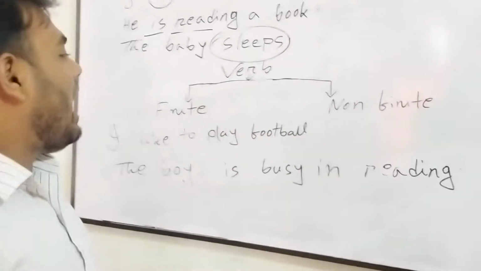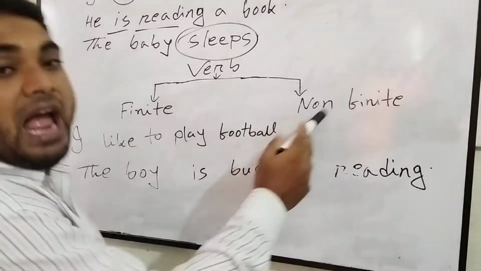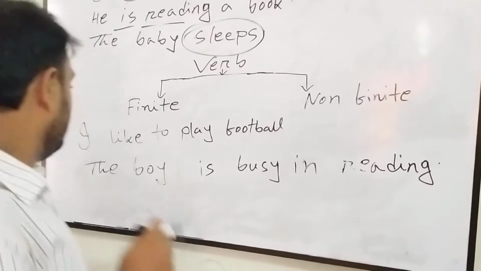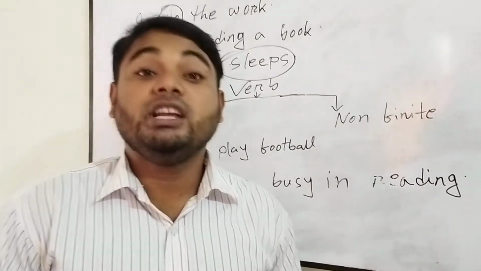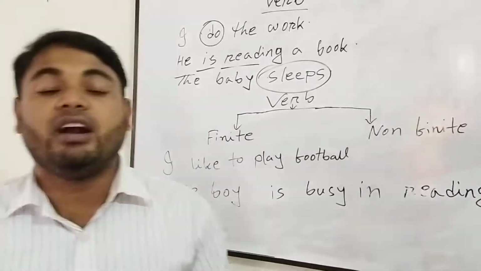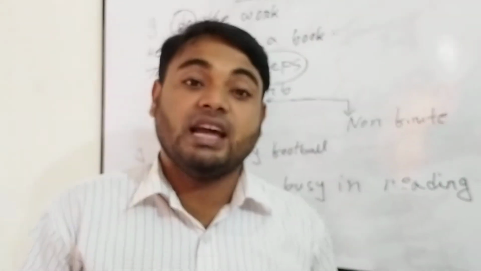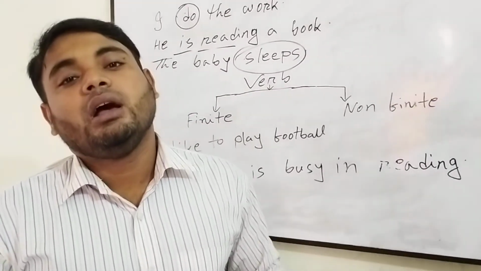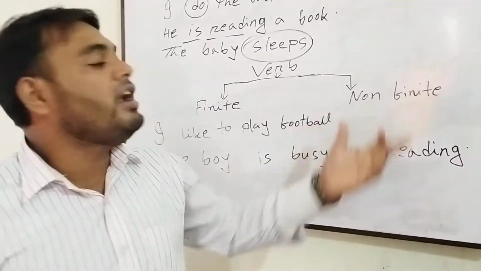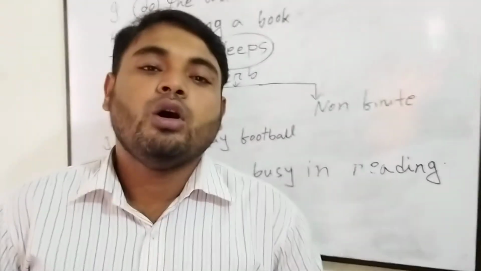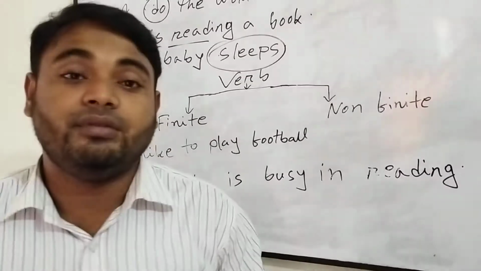So, there are various types of verbs in English grammar. First of all, I have divided verbs into two types: finite verb and non-finite verb. Here, what is finite verb? You have to know what is finite verb. A finite verb is a verb which can complete a sentence, which has a meaning in the sentence. And non-finite verb is a verb which cannot complete a sentence without the help of finite verb.